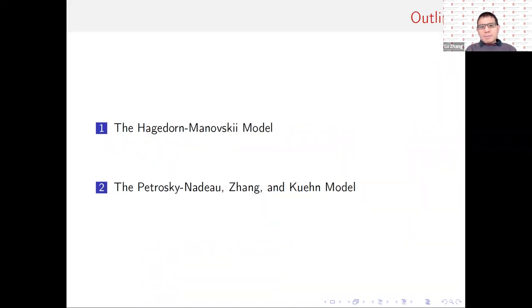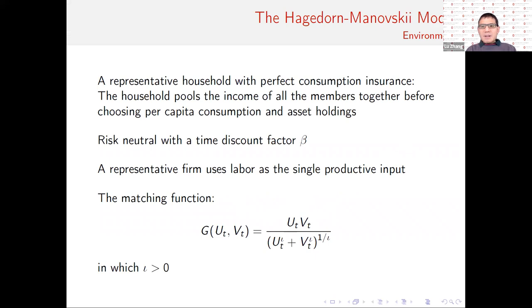So I'm gonna describe two models. The first one is Hagedorn-Manovskii model, published in 2008 at AER. And the second is Petrosky-Nadeau, Zhang and Kuehn model that was published in 2018 at AER as well. So we're gonna analyze a simplified version of the second model. All right, so let's look at Hagedorn-Manovskii model.